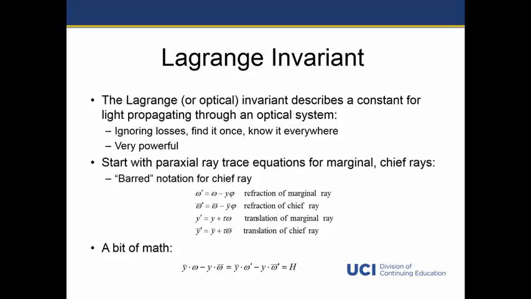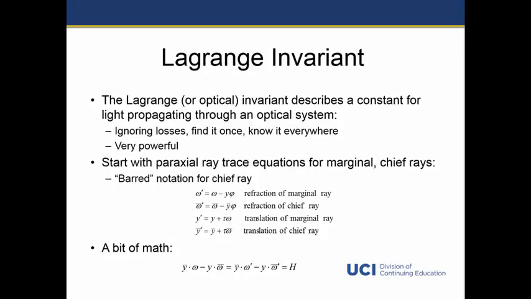What's important about the Lagrange invariant is once you know what it is anywhere, and that could be at the object, it could be at the image, or it could be anywhere within the system, you know what it is everywhere, ignoring losses that occur in the system. And again, in the paraxial region, we're always ignoring these types of losses. The ability to calculate the Lagrange invariant is extremely useful in first-order optical design. You can use it to very quickly determine whether or not an optical system is even feasible.